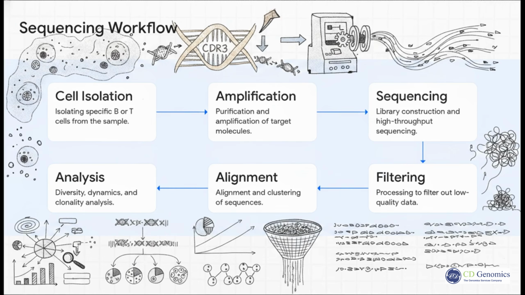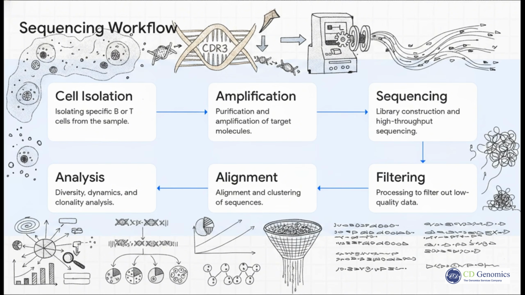Next up, template purification and amplification. We target those highly variable CDR3 regions we just talked about. Think of this as selectively photocopying only the most important pages of our massive library. Step 3 is constructing the actual library and running the high-throughput sequencing.